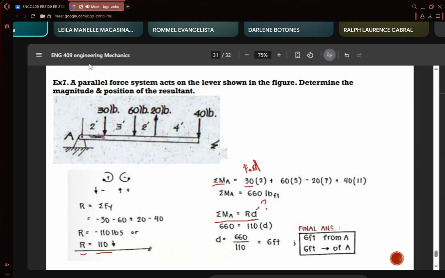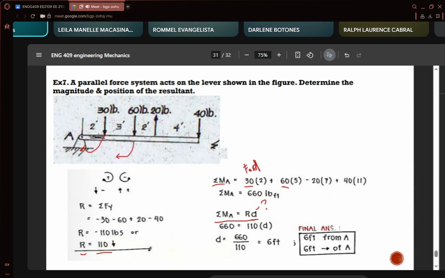So let's try. 30, why is it positive? Again, extend the line of force of your given and curve it towards the support or the point of reference. So this is obviously clockwise, positive. And then for the position, 30 pounds, that's 2 feet. Plus 60, so where's that? This one, also down. Again, extend and curve to positive. So that is 60 times how far is it from point A? That is 5 feet.